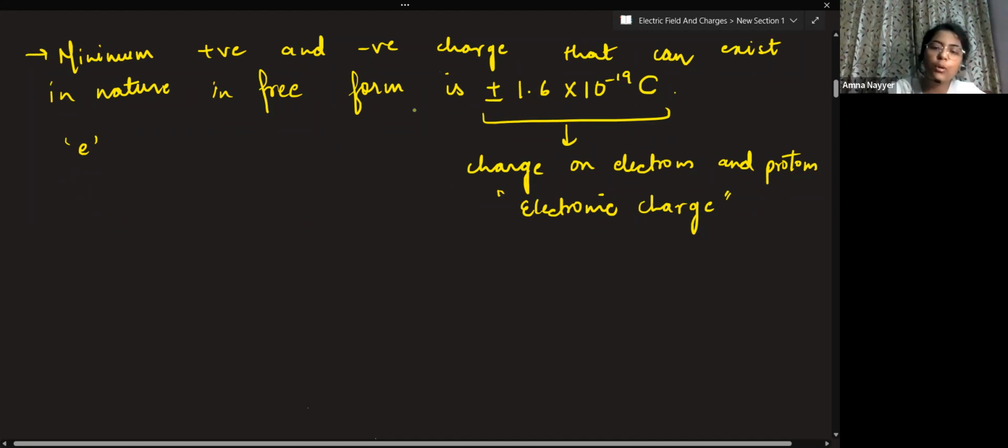Okay, most of the objects in nature are neutral. So any idea why we say all the objects in nature are majorly neutral? When do we say an object is neutral?